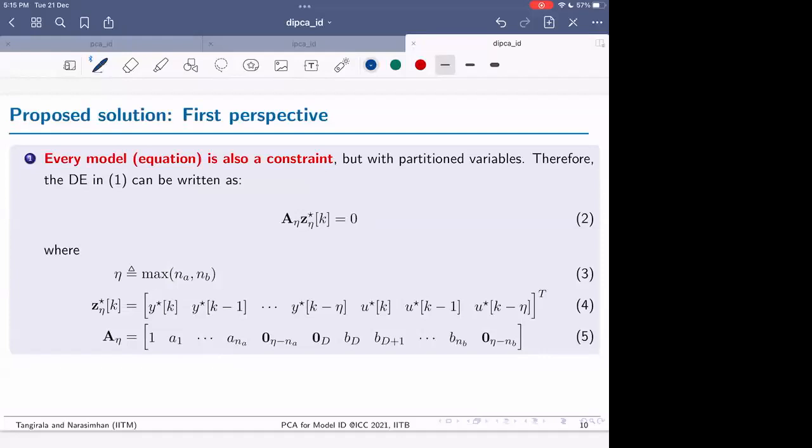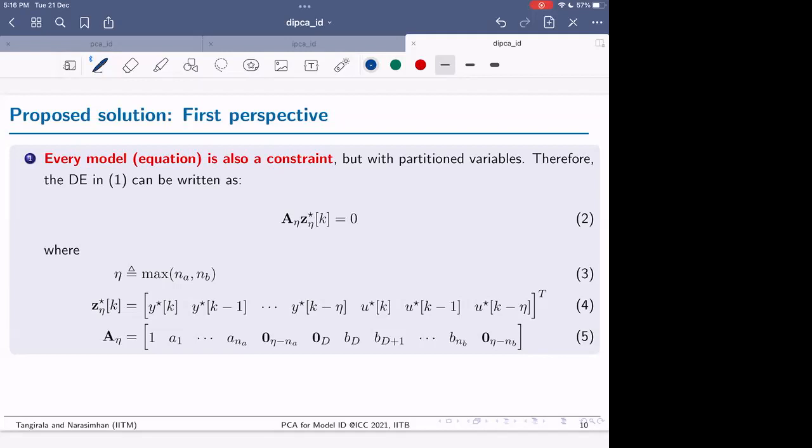So the first perspective to remember, as I mentioned yesterday, is that every model equation is also a constraint. Although everybody knows about it, it is rarely talked about, and it has not been exploited in such a way that PCA can be used. So every model is a constraint, but with partitioned variables. The difference between a constraint and a model is that in a constraint, there is no distinction between independent and so-called dependent variables, whereas in a model, there is a prior partitioning that is done.